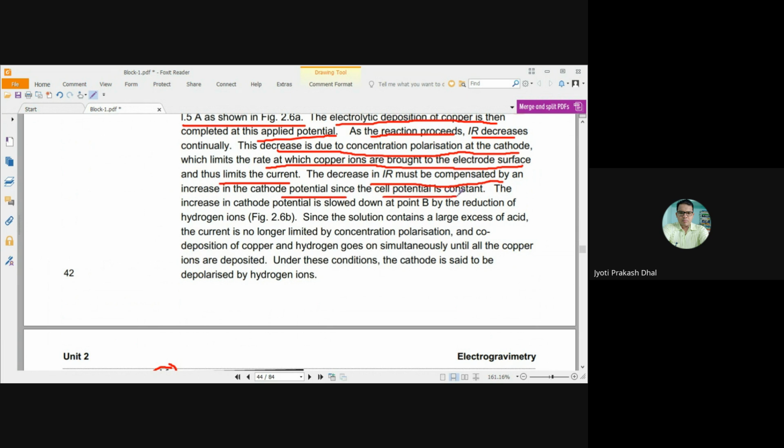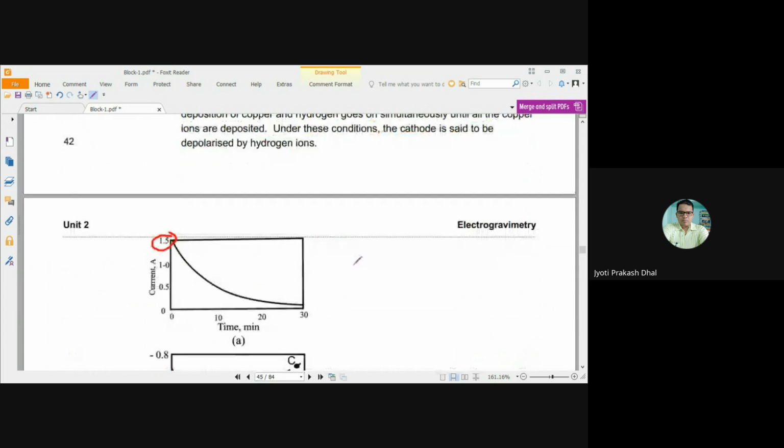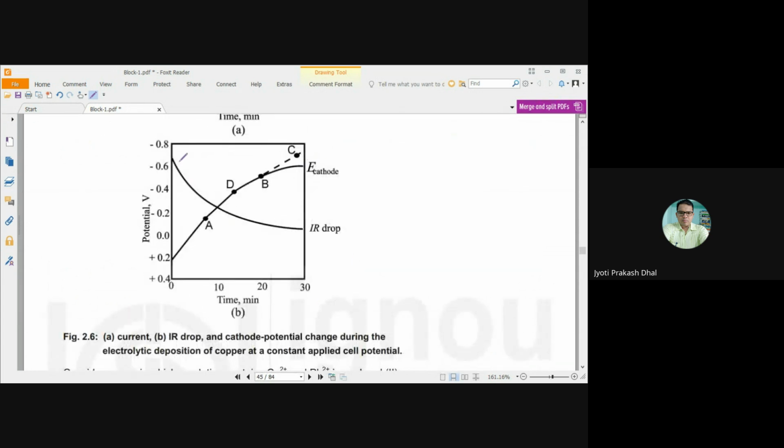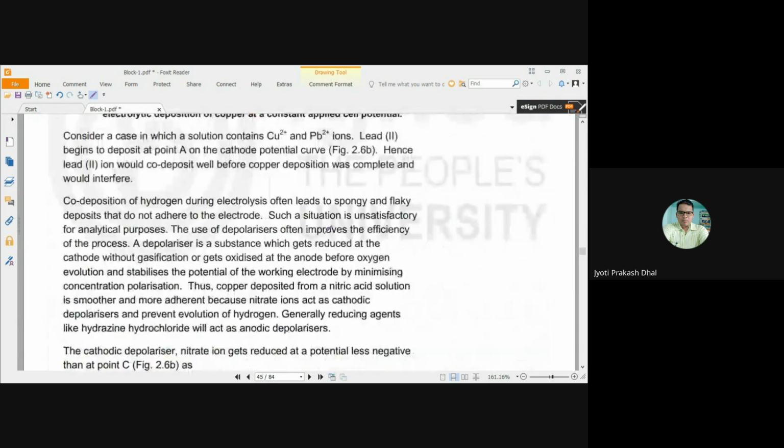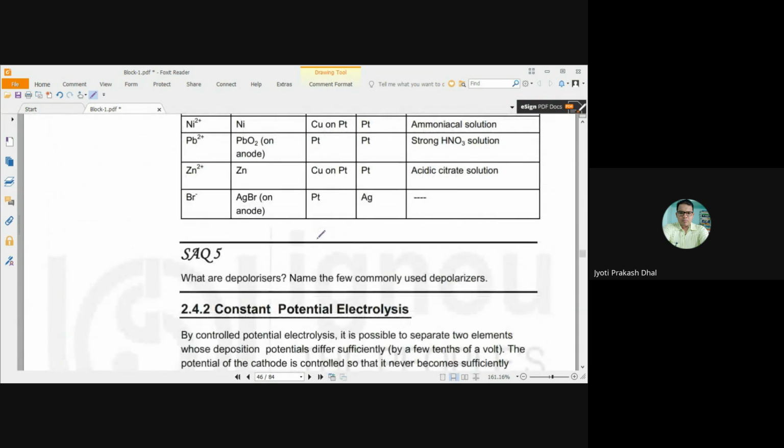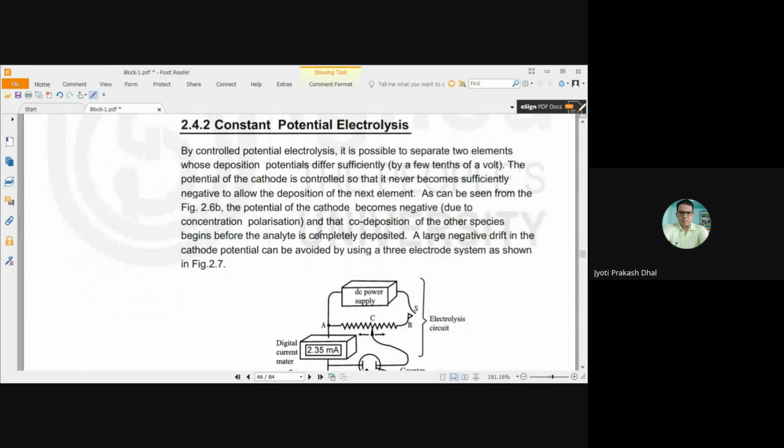Since the cell potential is constant, the increase in cathode potential is shown by point B by the reduction of hydrogen ion. So this is the curve for the IR drop. The IR drop will be compensated by an increase in cathode potential, that is E cathode. After that we will discuss controlled potential electrolysis.